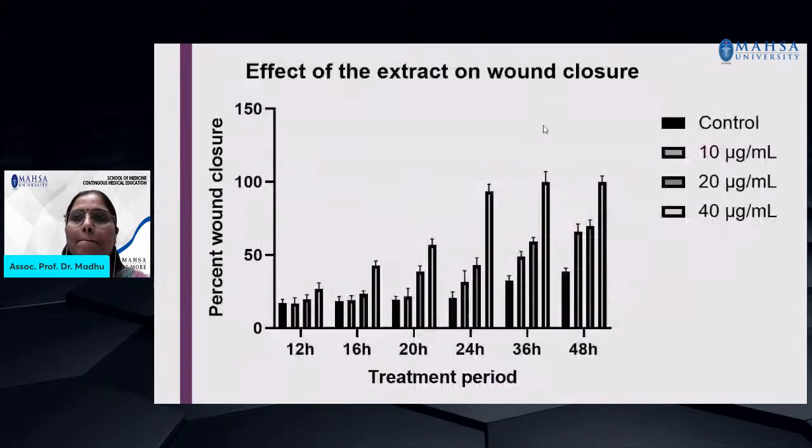Then, regarding the effect of the extract on the wound closure, this graph shows the effect of the extract on wound closure. The effect was dose dependent and time dependent, you can see. At 40 micrograms per ml dose, the wound was completely closed at 48 hours. The cells were treated with 10 micrograms, 20 micrograms, as well as 40 micrograms per ml, and at different intervals, 0 to 12, 16, 20, 24, 36, 48 hours, all the way we were finding out the results. This is the graph.